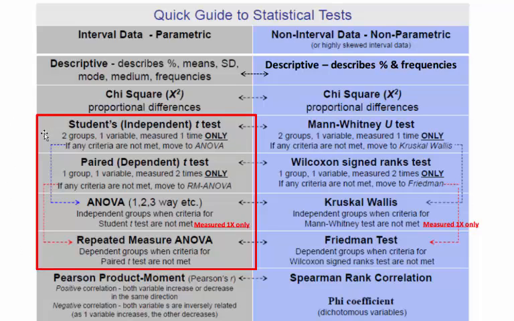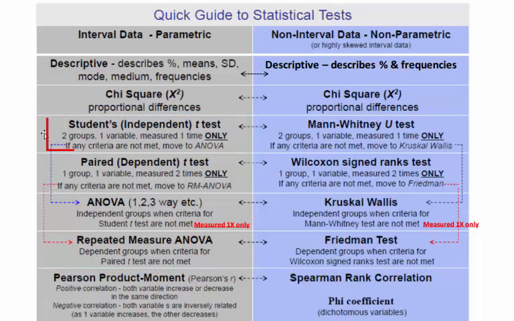And if you are comparing two groups on one variable and only measuring them one time, for example, after an intervention, you do a measurement, the student independent t-test is appropriate. If you, for example, have one group, and again, one variable, but you are measuring this two times, perhaps pre and post an intervention, then you could use the paired or dependent t-test.